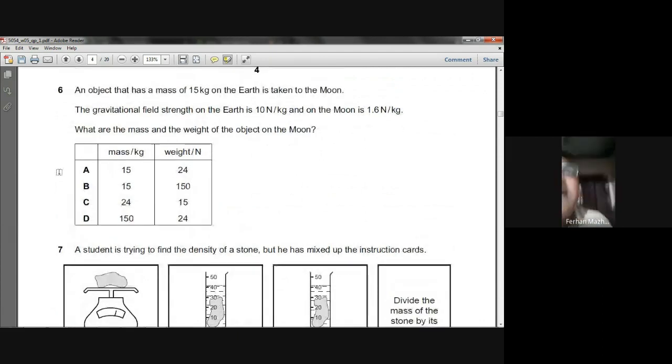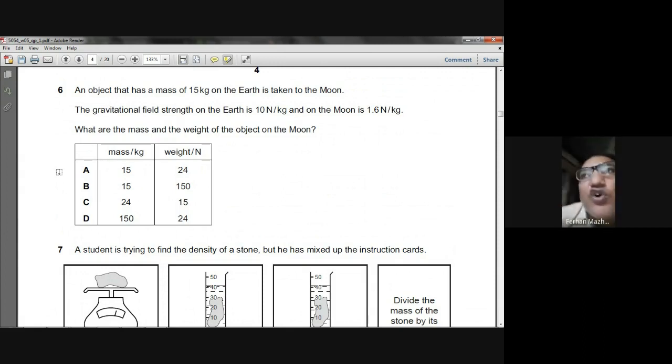An object that has a mass of 15 kg on the earth is taken to the moon. The gravitational field strength on the earth is 10 newtons per kg and on the moon is 1.6 newtons per kg. What are the mass and the weight of the object on the moon? So the mass of the object is 15 kg. The g value on the moon is 1.6 newtons per kg.